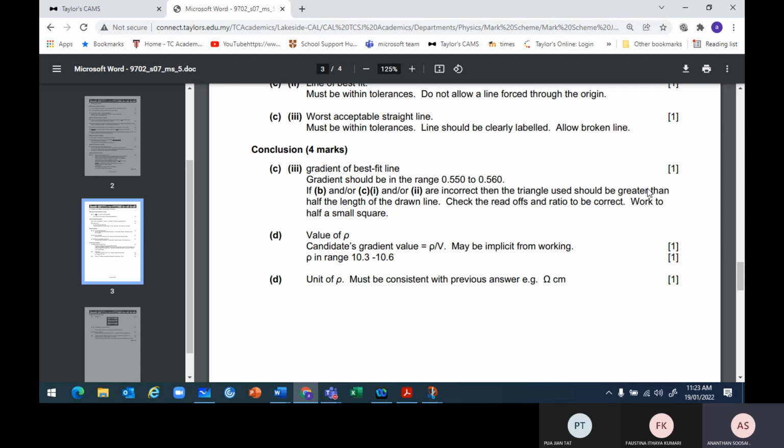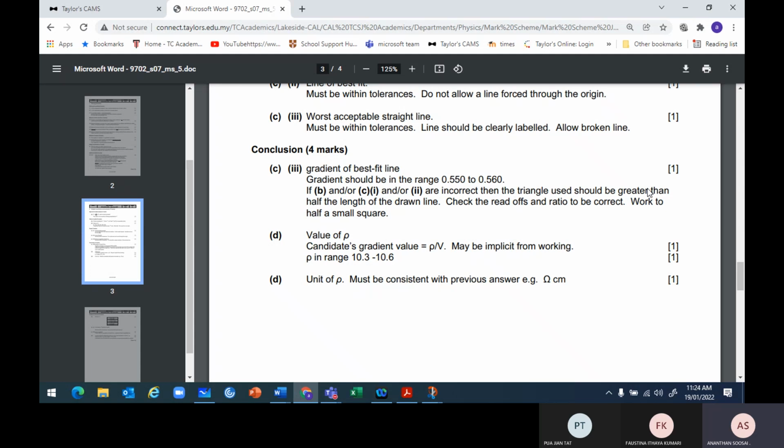Next, value of rho, the gradient rho V is used. The value is 10.3 to 10.6, the range. If you are out of this range, you lose this 1 mark for rho. It must be 10.3 to 10.6. So you need for rho 1 mark, ohm centimeter 1 mark. No uncertainty. Uncertainty will go to the next part.